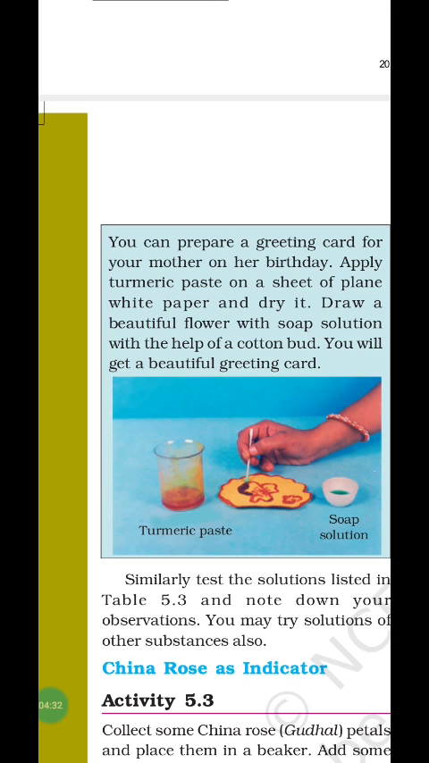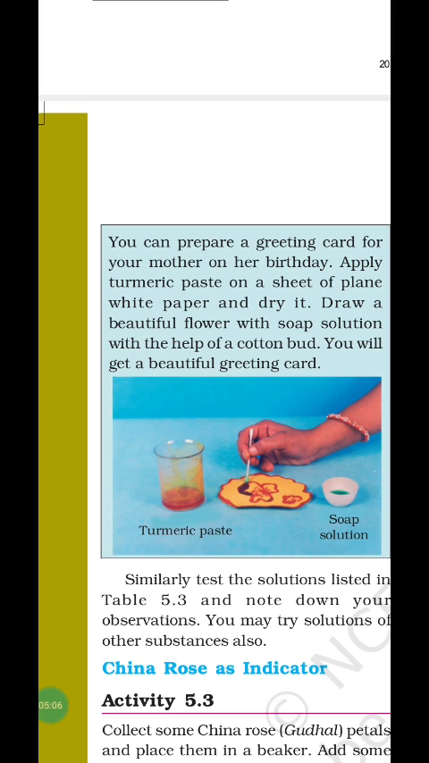Draw a beautiful flower with the help of a brush by dipping it in a soap solution. You can see the beautiful coloration created on the paper. It means turmeric imparts reddish brown color in bases. The soap solution we used contains a base. So in the presence of a base, turmeric gives a reddish brown color.